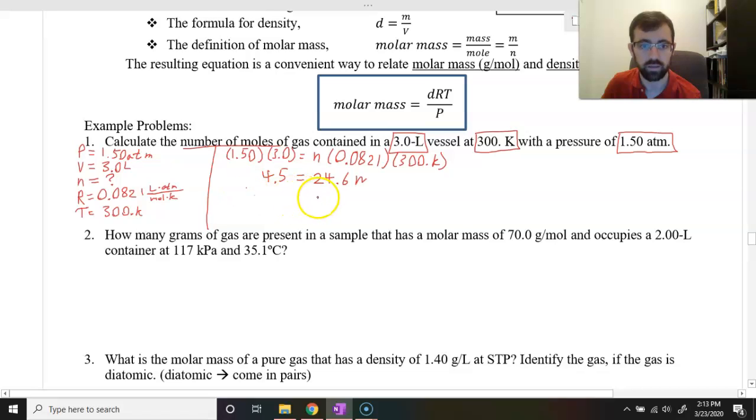So n equals 4.5 over 24.6, and you get 0.18 moles as your answer to this. And that's what I was looking for, the number of moles.